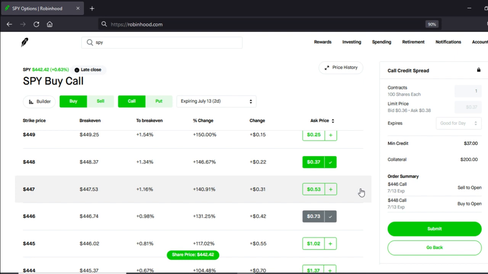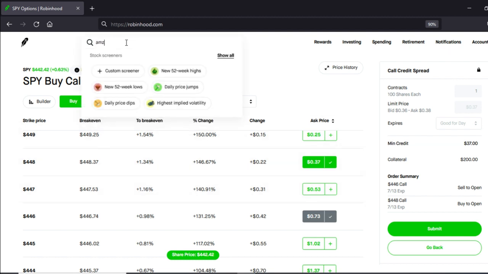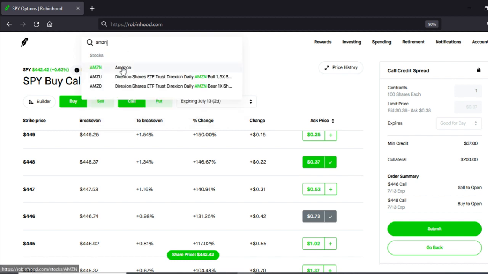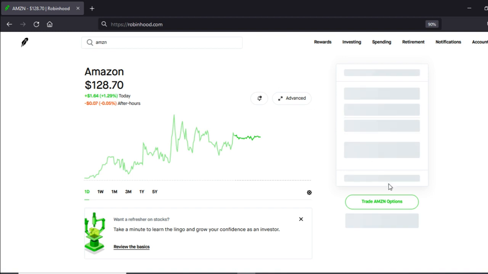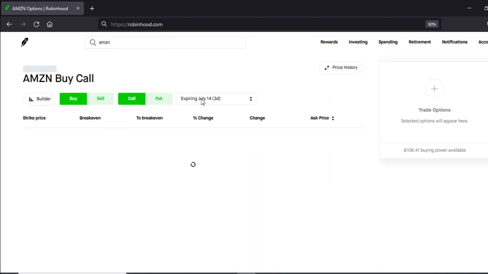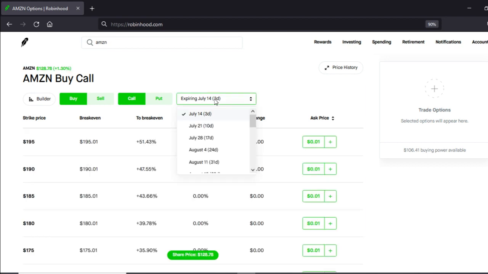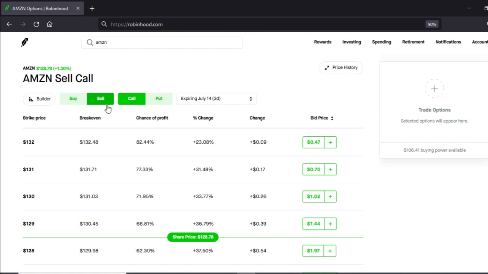Now, let's go ahead and do a full example. This literally takes less than 30 seconds. But for this other example, we're going to be using Amazon, ticker AMZN. So let's go ahead and go over to Amazon. Now we're going to open up our options chain, go to trade Amazon options, and choose our strike date. Let's use the 14th. Let's make sure it says sell on call. We're going to look for 80% chance of high. That's going to give us 132. We're going to go ahead and select it.